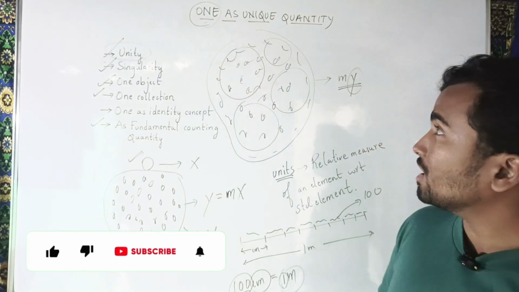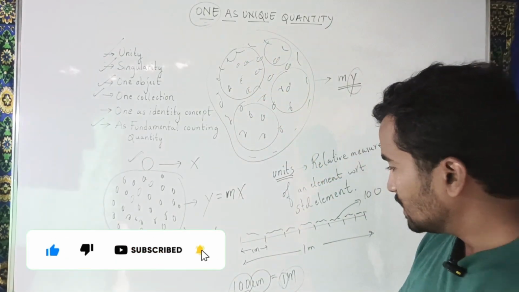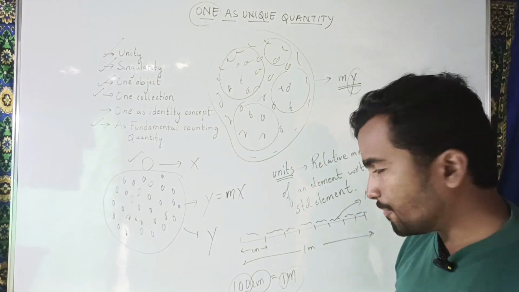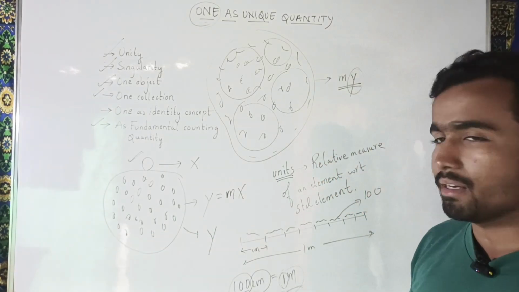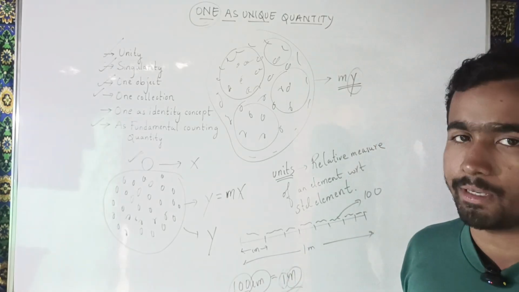Right? This is all about the aspect of 1 as a unique quantity, where the huge value is transformed into another simple unit again, with giving a name as meter to it, right?